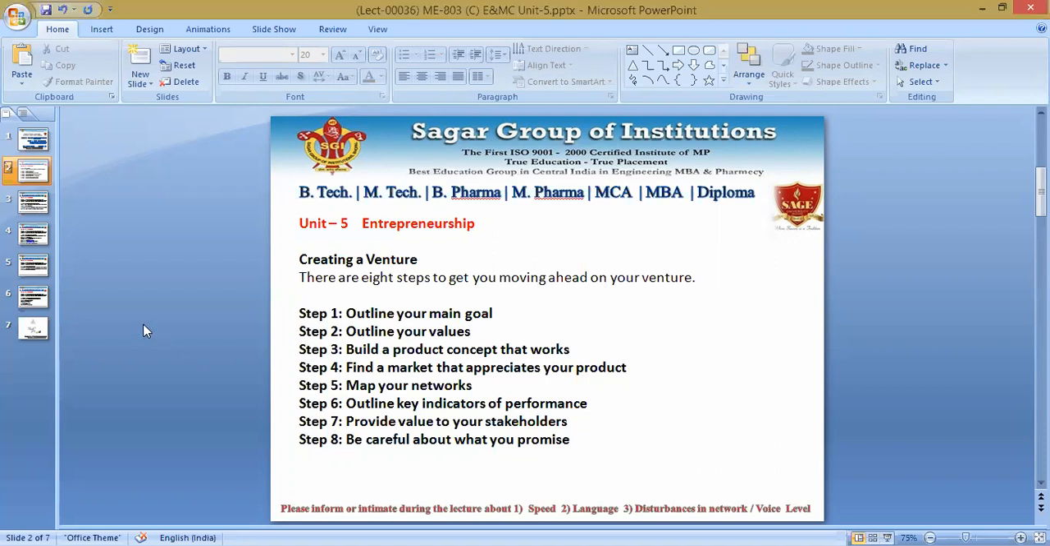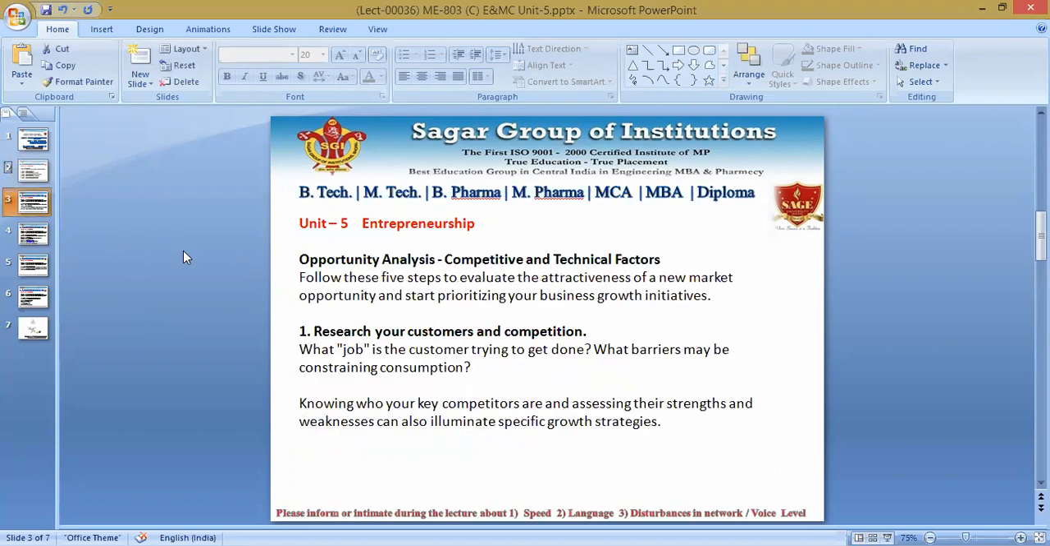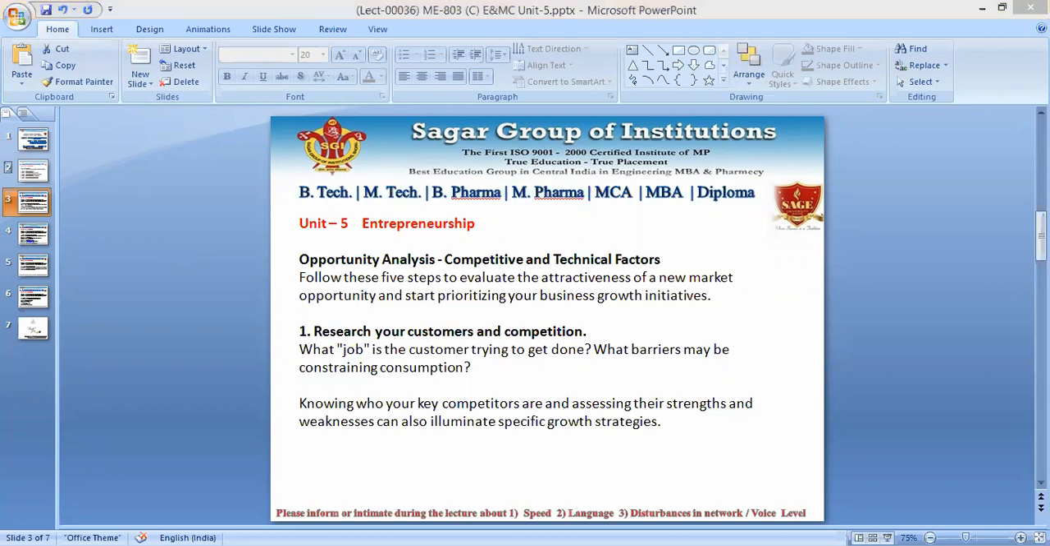Okay, so this was creating a new venture. Now let us see what opportunity analysis is. The opportunity analysis gives you a clear picture of the market. When you are starting a new business, one has to understand the competitive and the technical factors available in the market. Now, how to analyze those opportunities? First of all, let us see what those steps are and how to get into it.